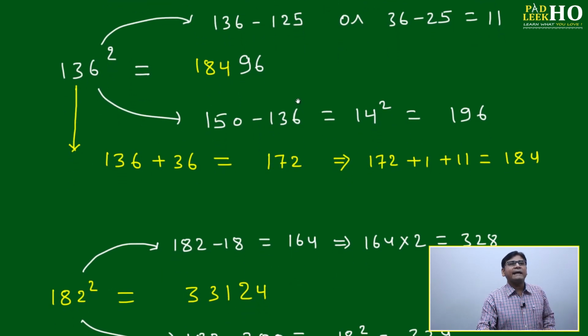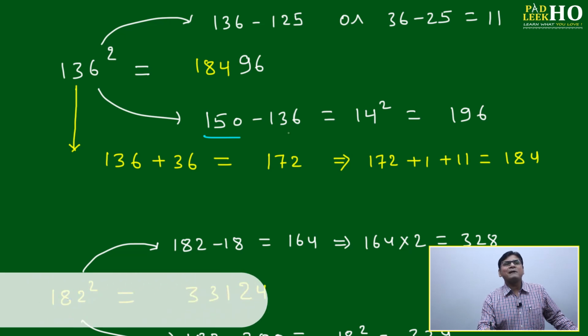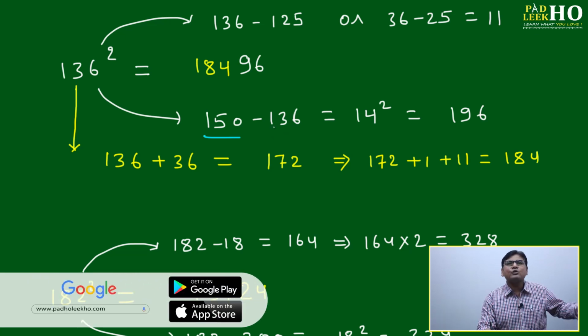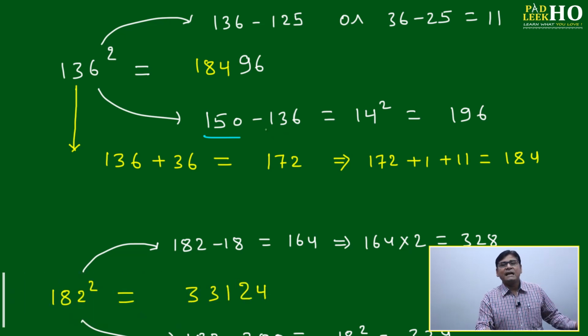Now the next slab, 125 to 175, say 136 square. For 136 square we take the base 150. 150 minus 136, almost the same technique. Only the base you have to keep changing. Like in 75 to 125 we took base 100. Here we will take the bases 150 and 125, both. Here 150 minus 136 becomes 14. 14 square becomes 196. 96 will come here.